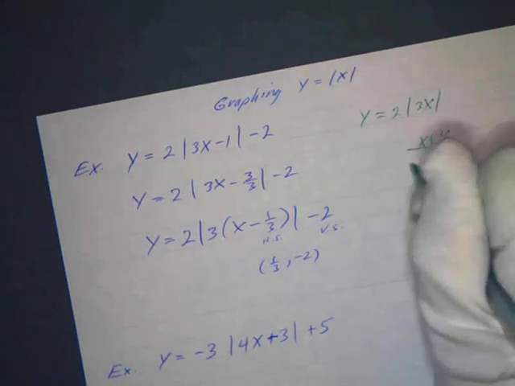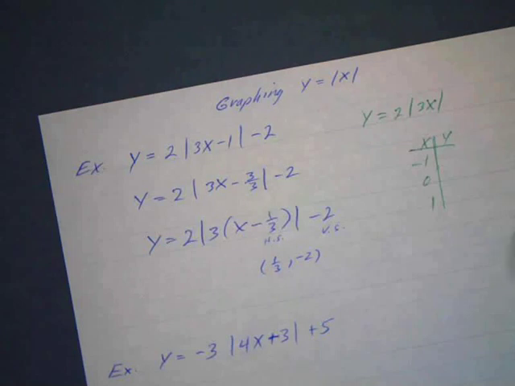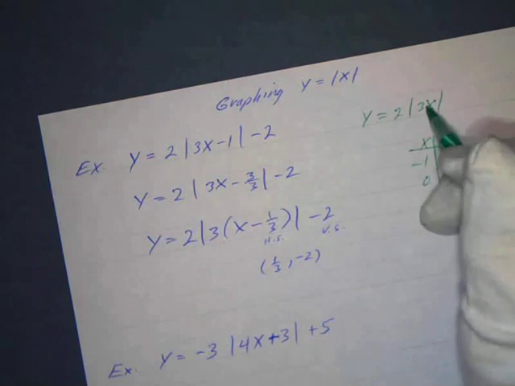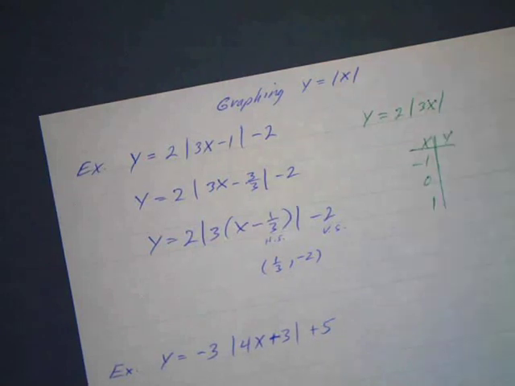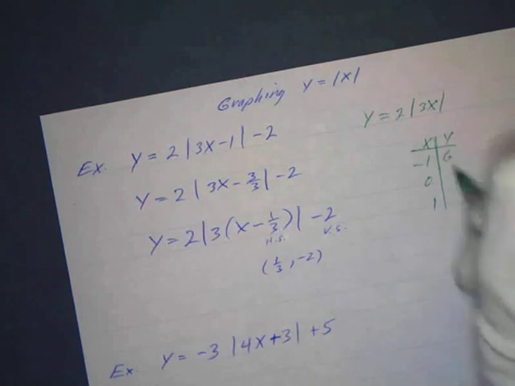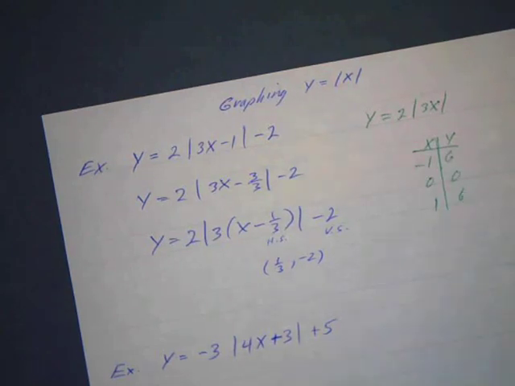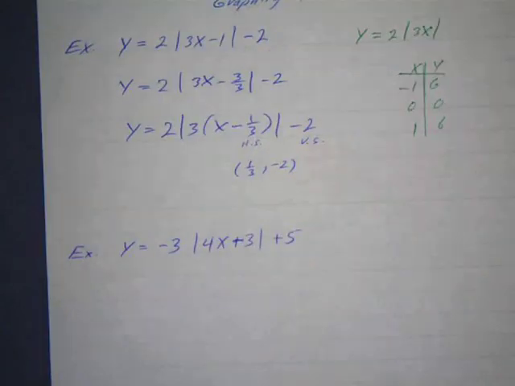X, y, negative 1, 0, 1. I put negative 1 in here, the absolute value of 3 times negative 1, well, 3 times negative 1 was negative 3, absolute value of negative 3 is 3, 2 times 3 is 6, 0, and 6. That's what I've got. So I get out my trusty graph paper.